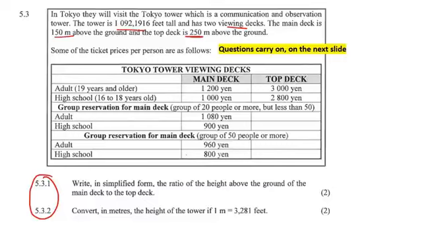Okay, so let's go see what the first question says. Write in simplified form the ratio of the height above the ground of the main deck to the top deck. So they're saying main deck first. So main deck was 150. And then the top deck was 250. But now they said in simplified form.